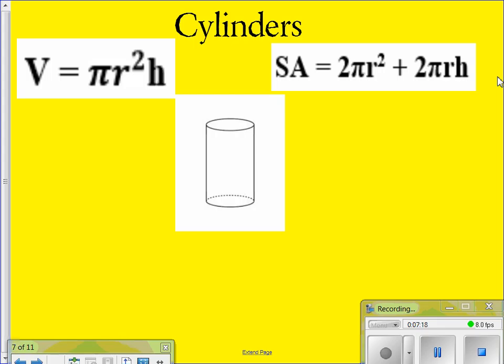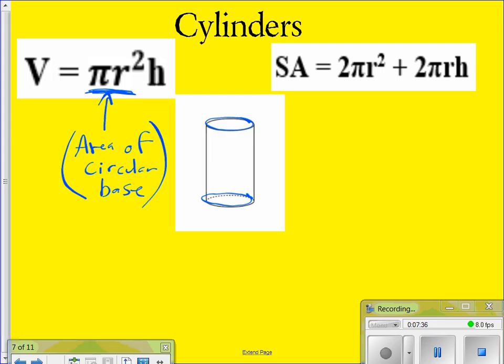We've got volume and surface area of cylinders now. This is exactly the same thing, right? This pi r squared, it's basically a circular prism, right? This is the area of the circular base. I apologize, my poor handwriting right now, but pi r squared is basically my big B times h. It's the same idea, right?